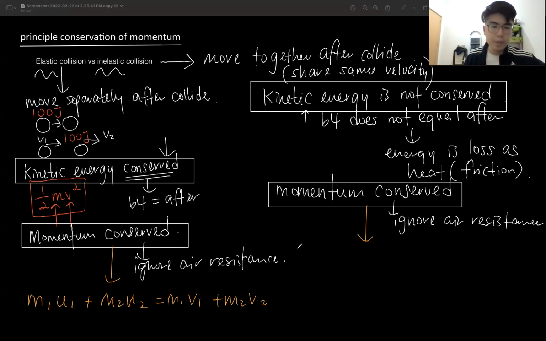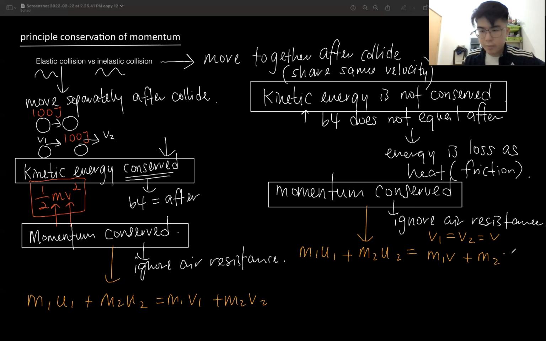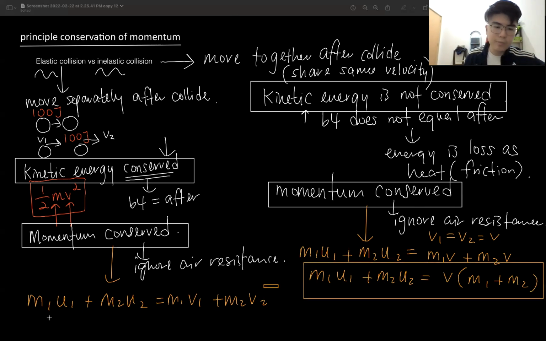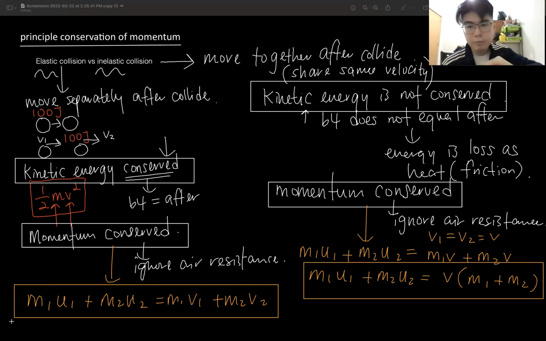because they move at the same velocity, I adjust my formula. Here, m1u1 plus m2u2 equals, since v1 is equal to v2, right? They share the same velocity, so I directly write it as v. So m1v plus m2v, which I write as equals v factorized, v(m1 plus m2). Then I get the formula for inelastic collision. And this one is for elastic collision. Nothing new, it's still the same formula. It's just that because the v is the same, I factorize it out.